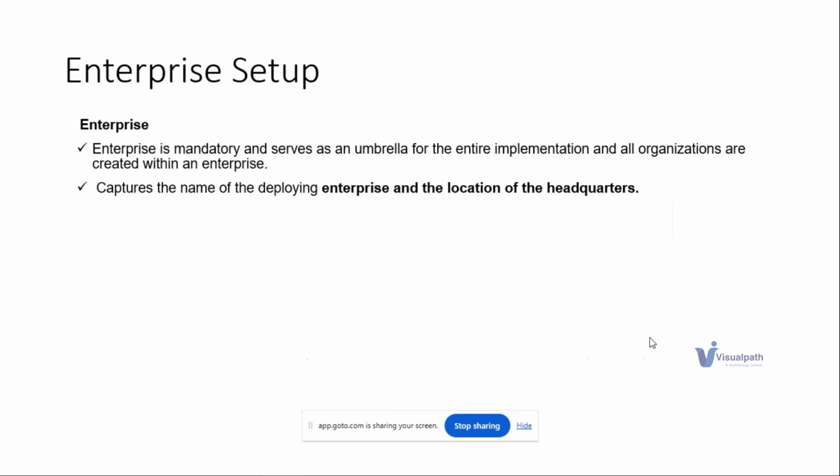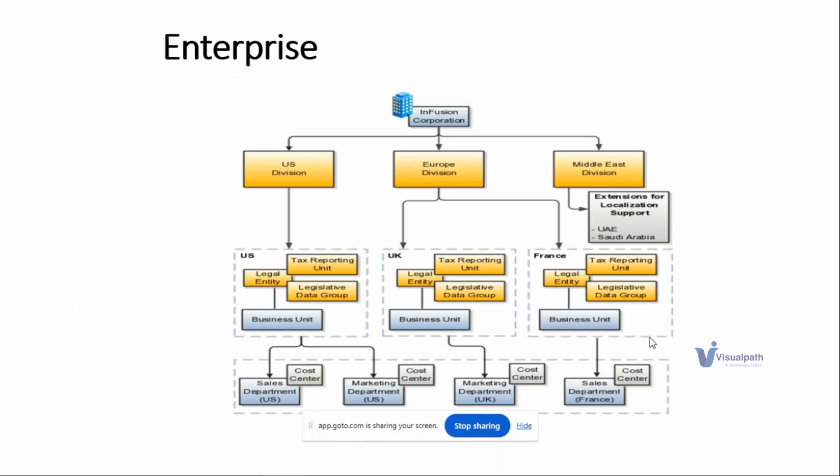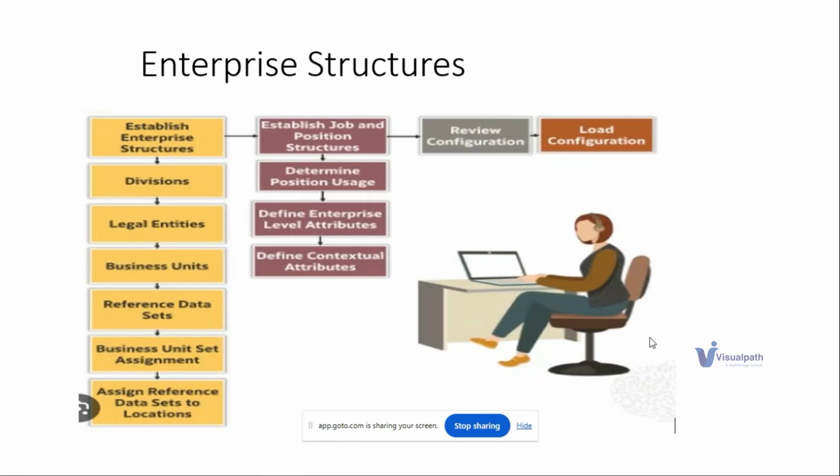So we'll see that in the next session. Okay, most probably tomorrow or the day after tomorrow, the enterprise setup. So we'll see the enterprise setup configuration in the next sessions. This is the structure, it is a life cycle: establish the enterprise structure configuration, legal entity, BU, reference data set, and RDS. How is it? Okay. So we'll see that in the next sessions. Fine.